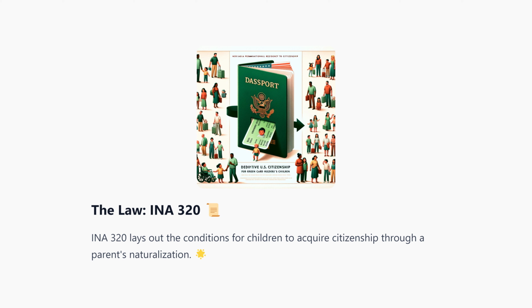Under INA 320, there are specific conditions defined for a child to acquire citizenship through a parent's naturalization. One of the main requirements is maintaining continuous residence in the United States. This doesn't just mean being physically present, but also maintaining legal status.